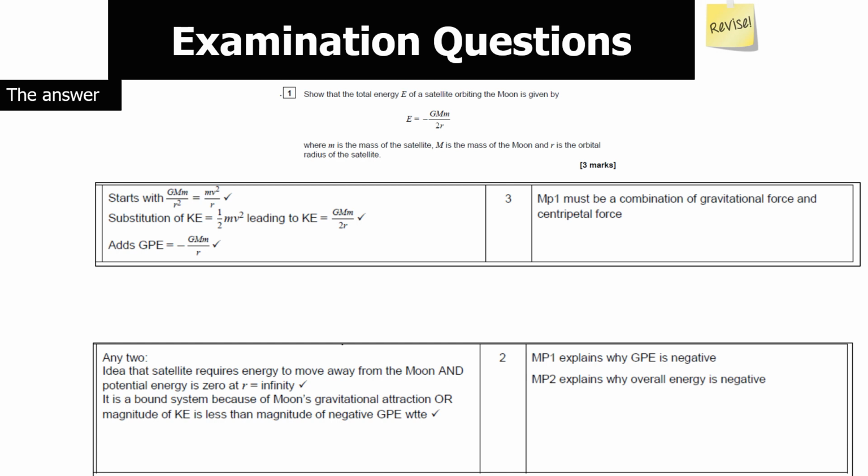So it must be a minus. Remember again that a bound system, when it's in orbit around an object in the gravitational field, must have a negative value because it is attracted to another object. Or you could talk about it in terms of kinetic energy: the kinetic energy is going to be less than the negative gravitational potential energy.